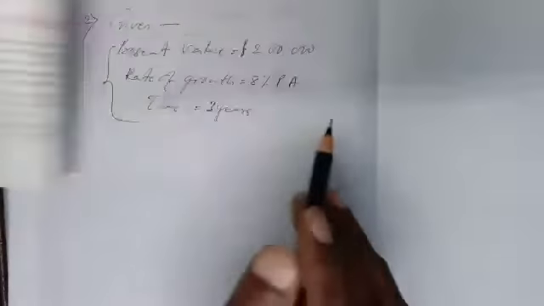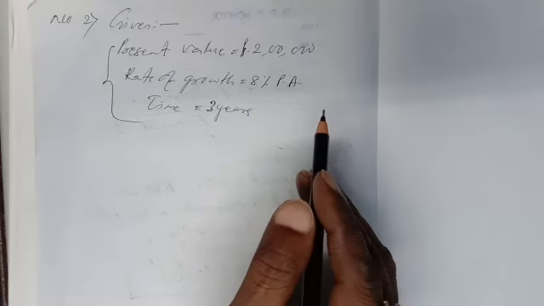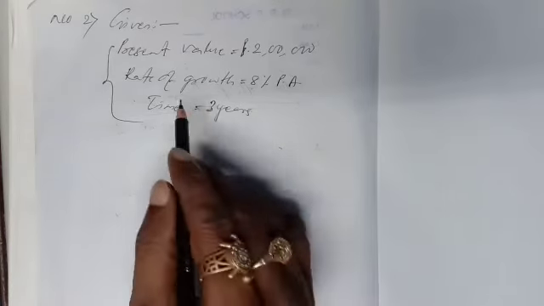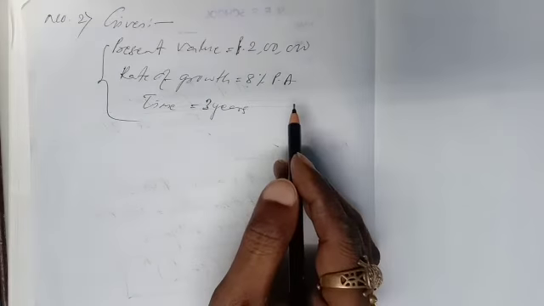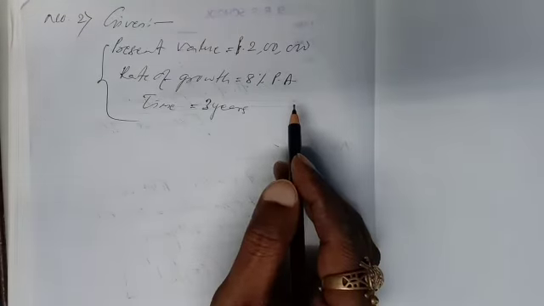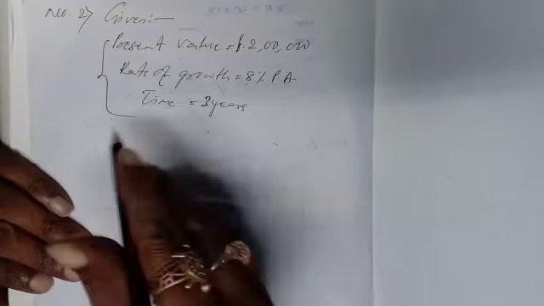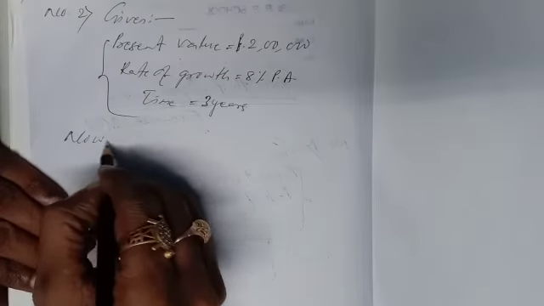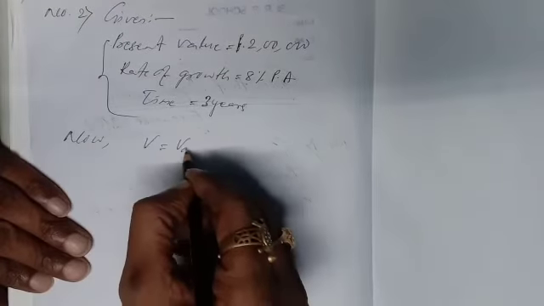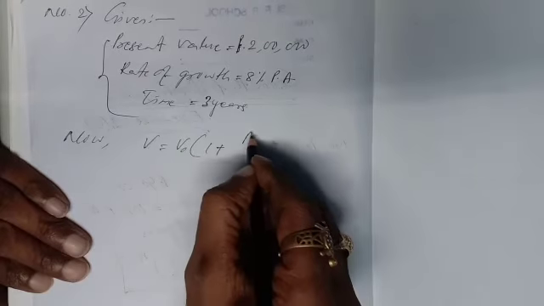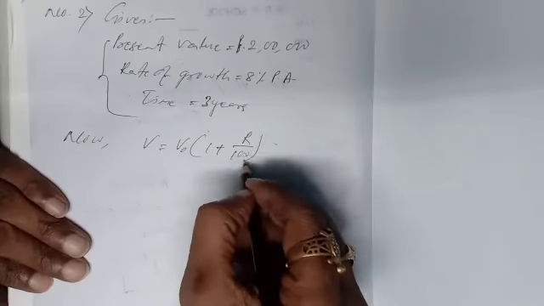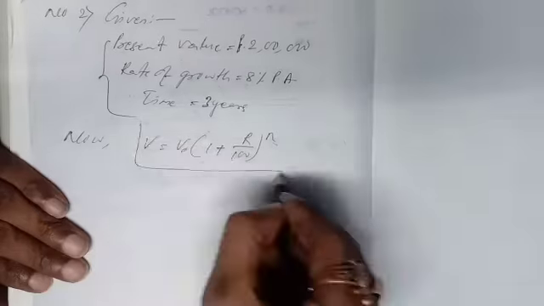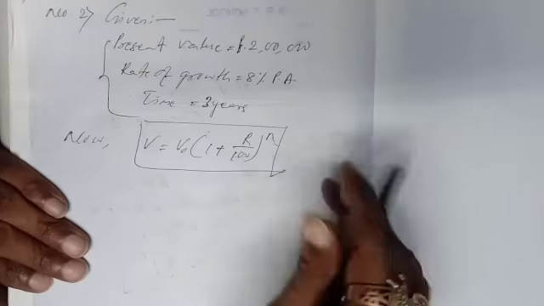In this question, what is given here? Present value of the flat given 2 lakh, rate of growth that is 8% per annum, and time given 3 years. Okay, so now you have to apply the formula here. V is equal to V0 (1 plus, as it is given in rate of growth, R by 100) whole to the power n. This is the formula required to solve this sum.